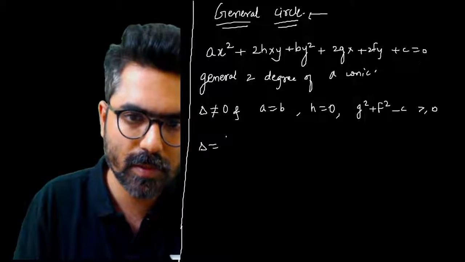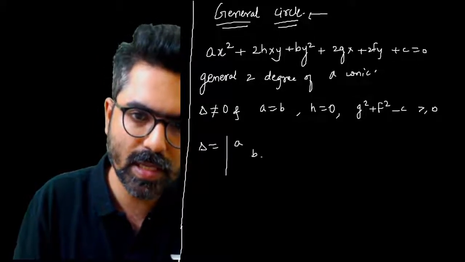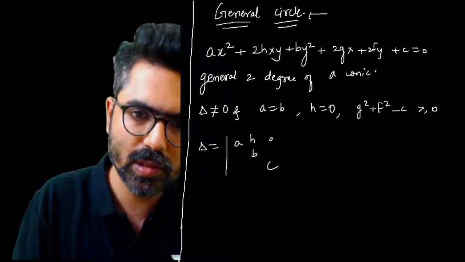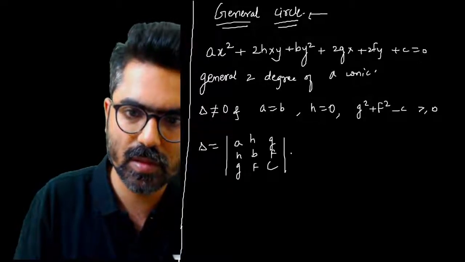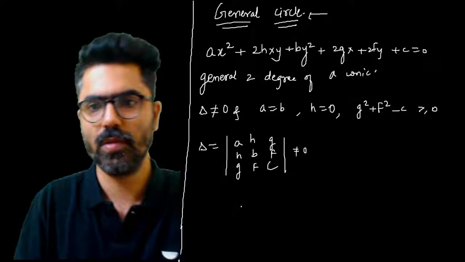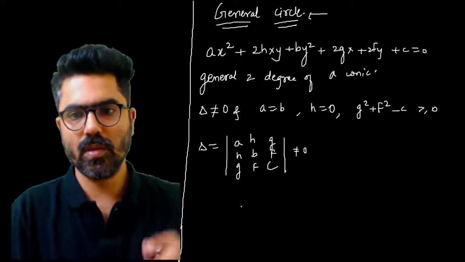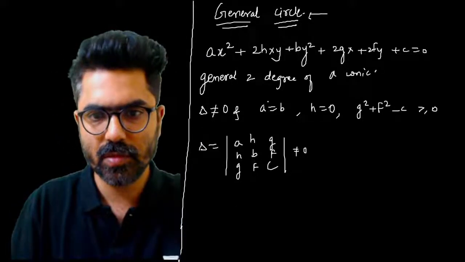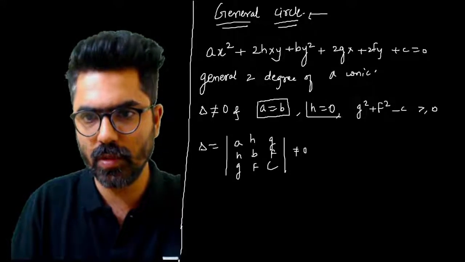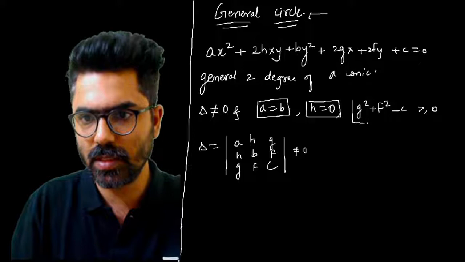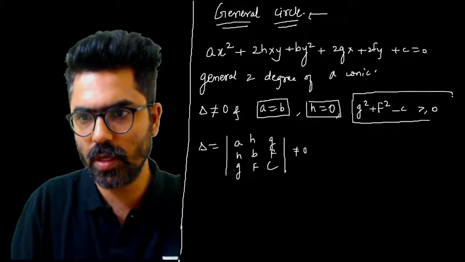Delta is what? Delta is the determinant with rows a, h, g; h, b, f; g, f, c. This is delta. It should not be equal to 0. The most important part is that delta should not be 0. a should be equal to b and h should be equal to 0. This part we'll discuss later. g square plus f square minus c should be more than or equal to 0 for a real circle.